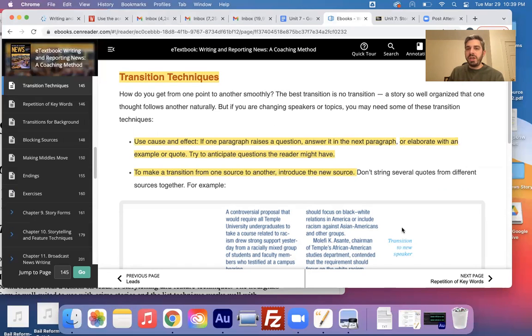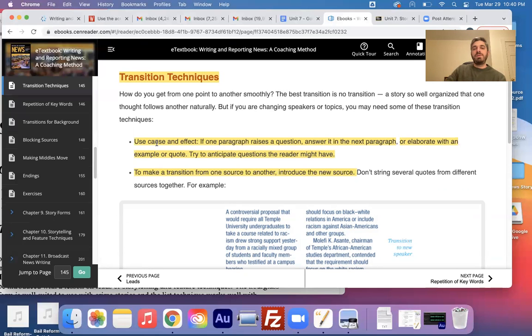...to another smoothly. The best transition is no transition, a story so well organized that one thought follows another naturally. But if you are changing speakers or topics, you may need some of these transition techniques. Use cause and effect. If one paragraph raises a question, answer it in the next paragraph, or elaborate with an example or a quote. Try to anticipate the questions the readers might have.